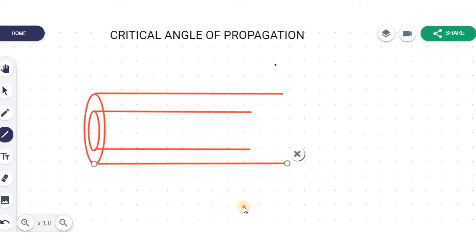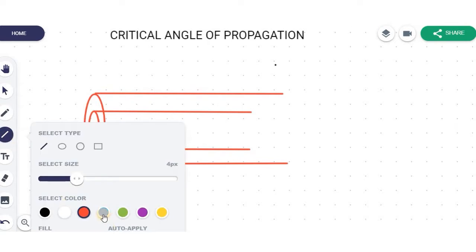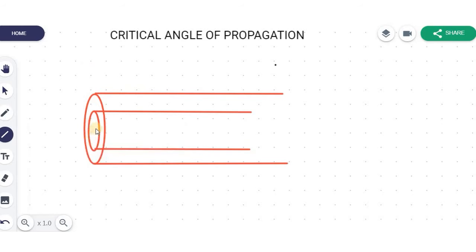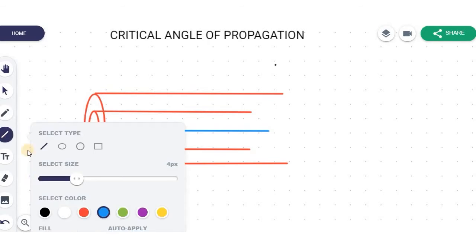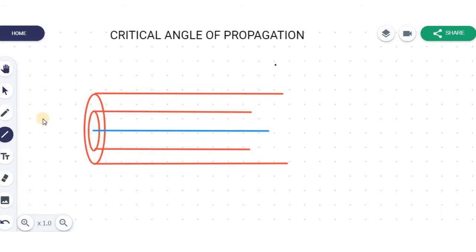This is the core region. I'm drawing only a single portion of it, and we will have the axis of the fiber, so I'll change the color for the axis. The line which is drawn from the center of the fiber is called the axis of the fiber. Normally I'll assume a portion also, which is called the cone. There is a cone here.